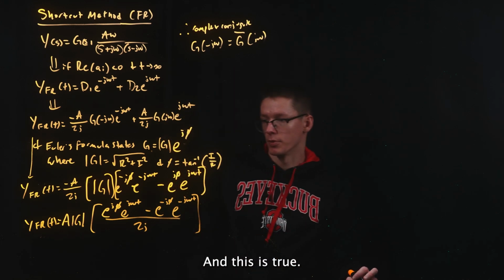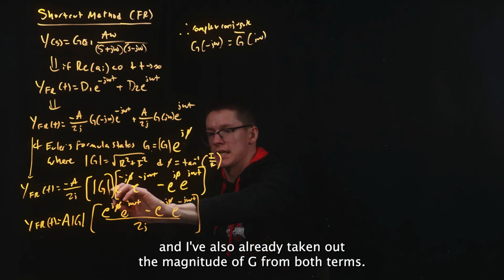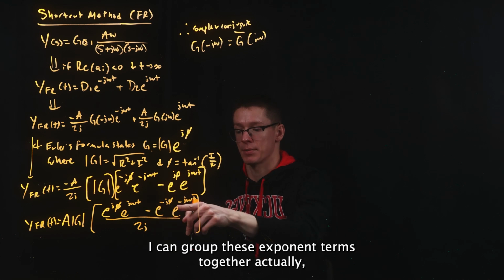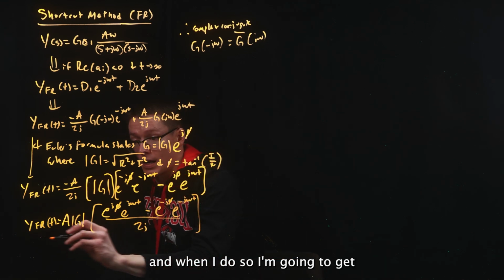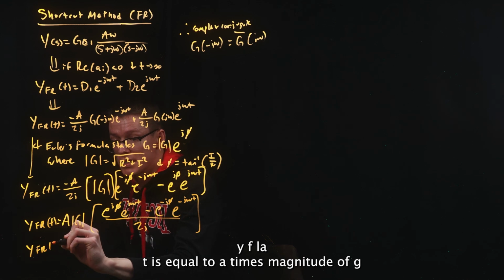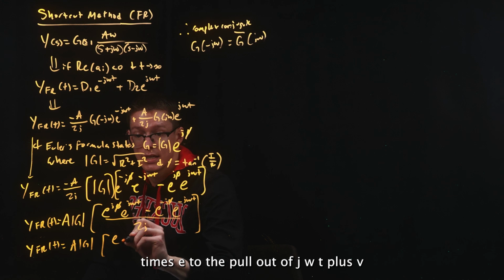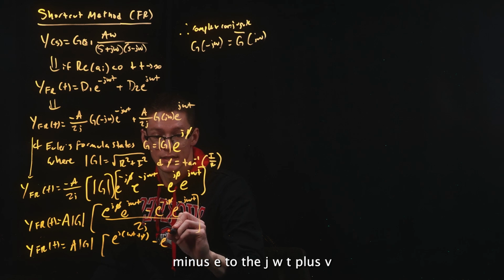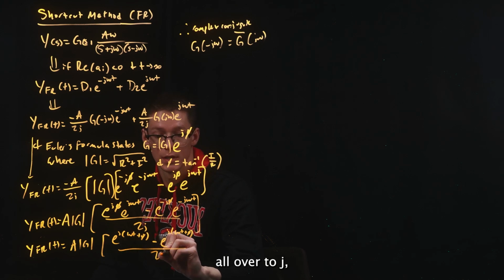And that this is true. I've put the negative back into the expression, and I've also already taken out the magnitude of g from both terms, and this is true. I can group these exponent terms together, actually, and when I do so, I'm going to get y_f(t) is equal to A times the magnitude of g times e to the, pull out the j, (ωt + φ) minus e to the j(ωt + φ), all over 2j.